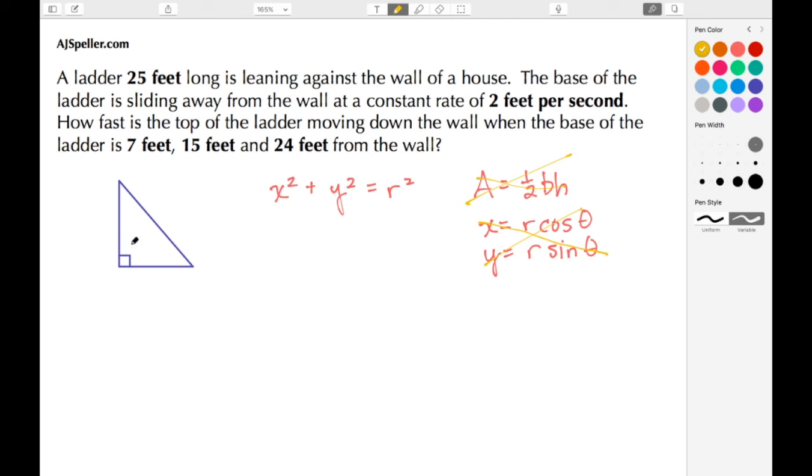And now let's go back and fill in some information on this right triangle. We know that this here is the ladder, and we're told that the ladder is 25 feet long, so we're going to incorporate this 25 feet right here. Other information that we know is the rate at which the base of the ladder is sliding away from the wall. We know that it's at a constant rate of 2 feet per second.